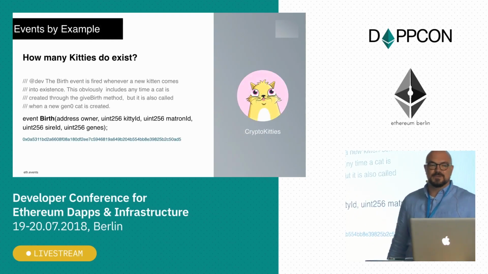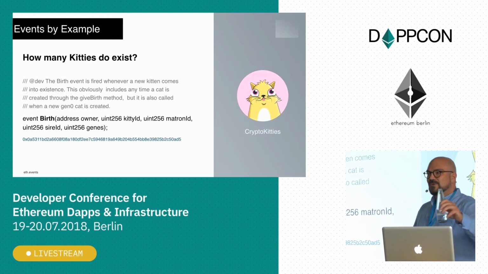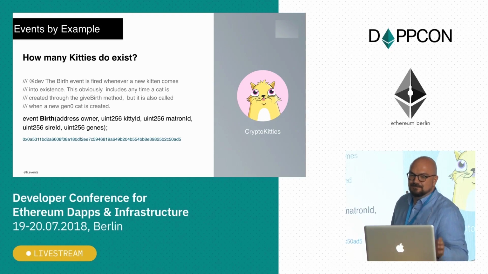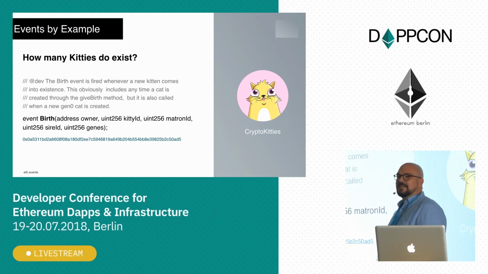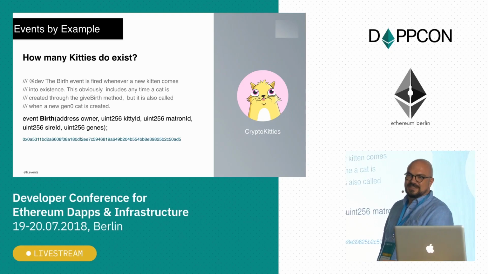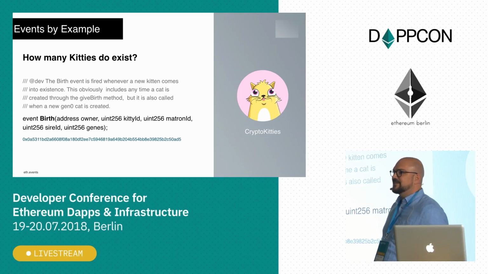I think the best way to show what we're actually doing is by using an example. So imagine you are writing a decentralized application, something with kitties, and at some point it will be a huge success. So you are interested in getting some insight into your application. You want to know how many kitties have been born since you started your application.